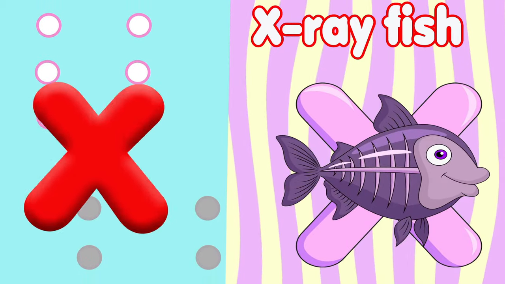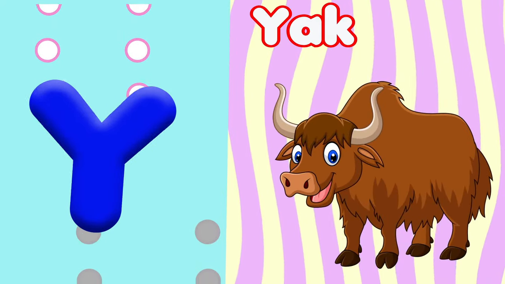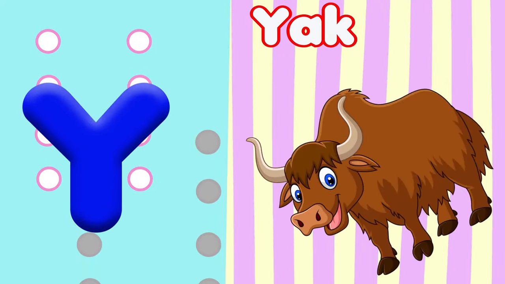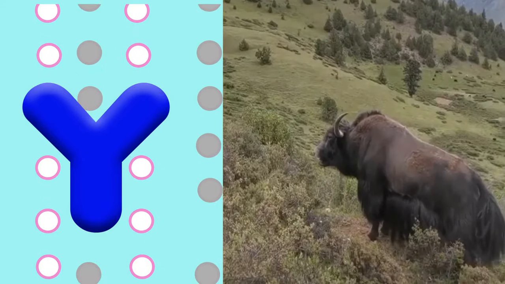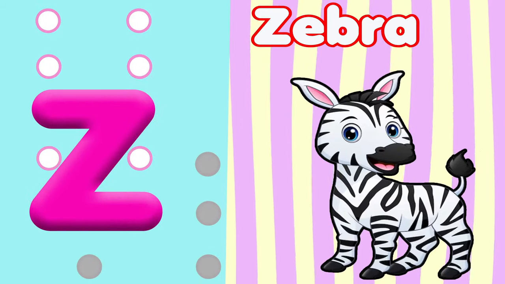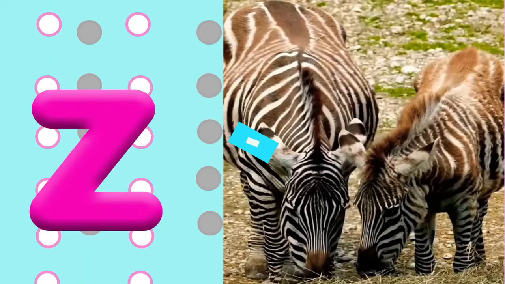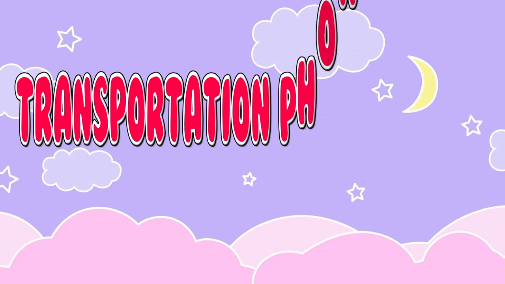X is for x-ray fish. X, x-ray fish. Y is for yak. Y, yak. Z is for zebra. Z, zebra. Transportation phonics song.